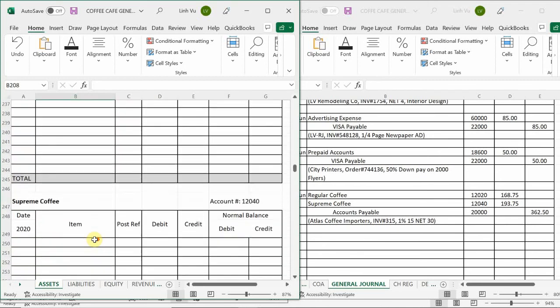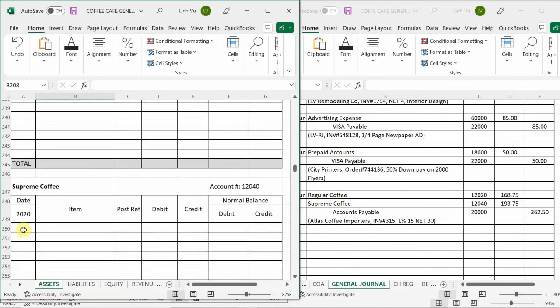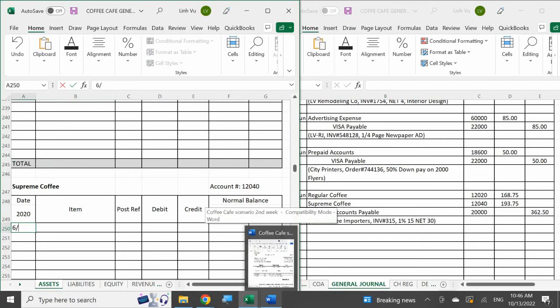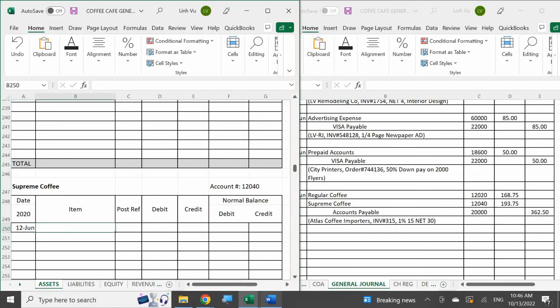I also need to start updating my Supreme coffee as well, because I also purchased 125 pounds of my Supreme coffee, right? For $193.75, right?